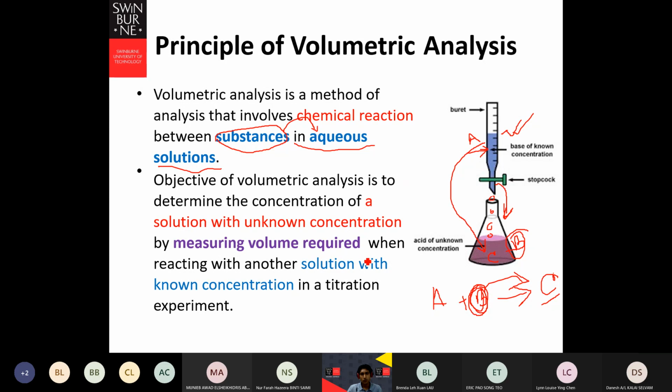So the point is, we should be very careful in adding A to B so that C forms, and at the micro moment that all of B is finished, we stop the reaction. That is the most precise.